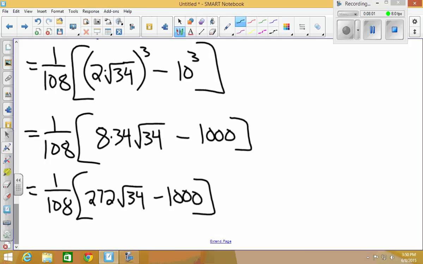So there's the length of the curve given by that set of parametric equations on the interval from 0 to 1.